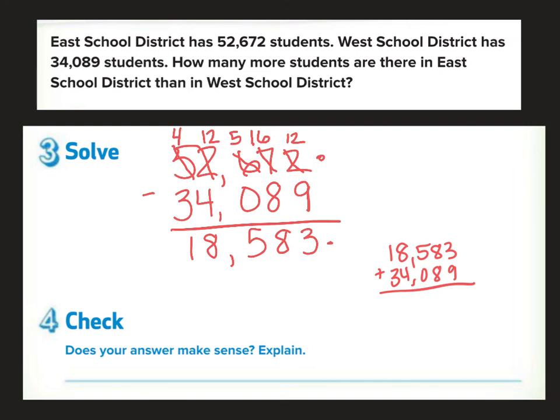So 3 and 9 makes 12. 8 and 8 makes 16, plus 1 more would make 17. 1 and 5 is 6. Ooh, so far so good. 8 and 4 makes 12. 1 and 3 makes 5. 52,672. Does your answer make sense? Yes. How do we know? I used addition to check.